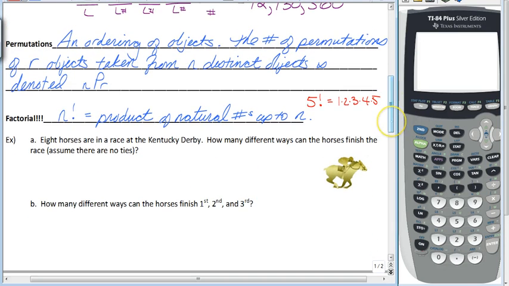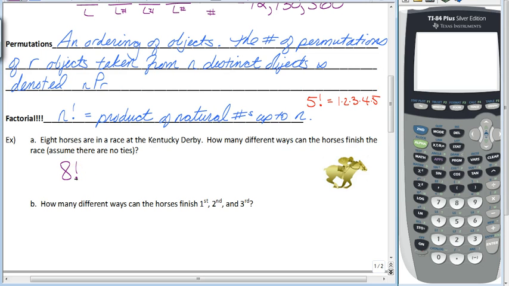So we have 8 horses in a race at the Kentucky Derby. How many different ways can the horses finish the race? Assume there are no ties. Well, this is a perfect example of where you would use factorial. So we have 8 factorial.